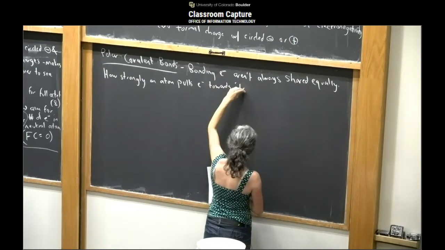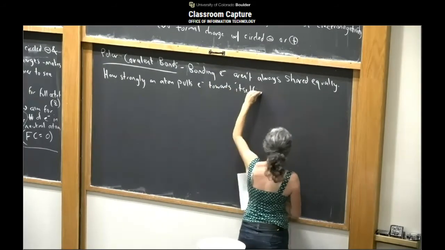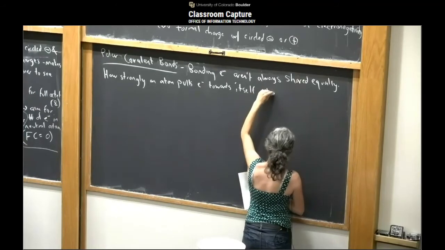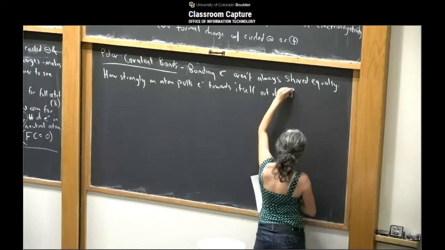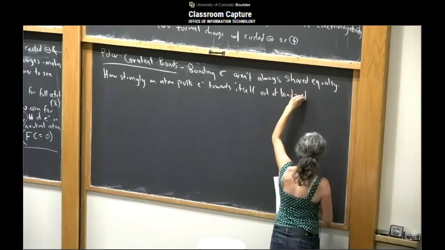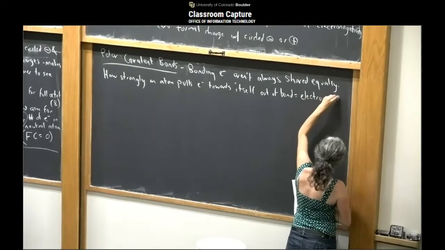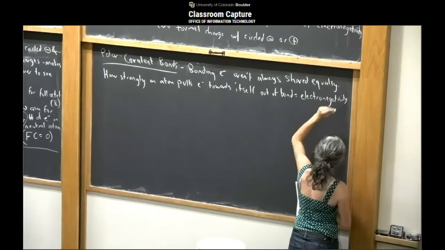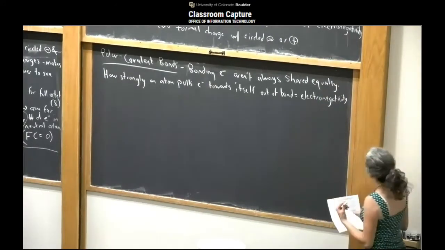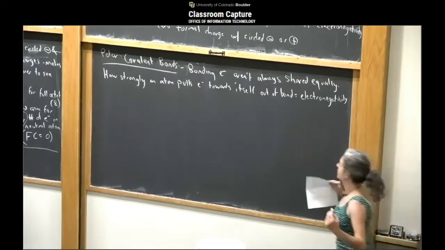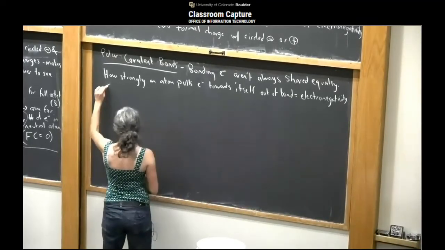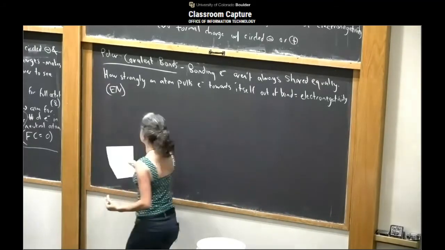So how strongly an atom pulls electrons towards itself out of the bond is called its electronegativity. And again, I'm running up against the edge of the board here. It's a long word, which is why I'm not going to write out the whole word anymore. I'm just going to call it EN, which is much easier to write.